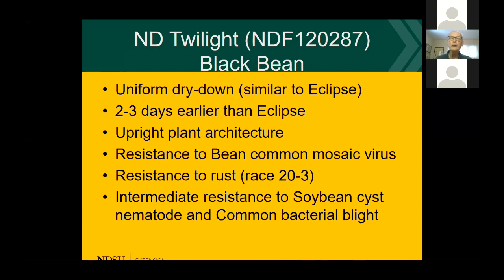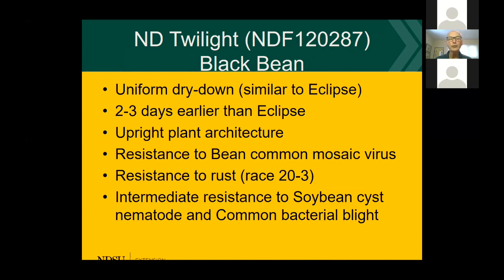We do have a new black bean variety that has come out of the breeding program. It is called ND Twilight. It is not yet available. It will be in the increase this particular year, so that it will be available for farmers in the coming years.